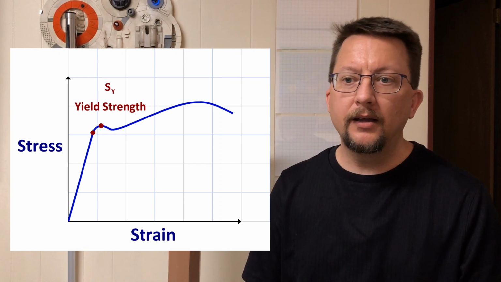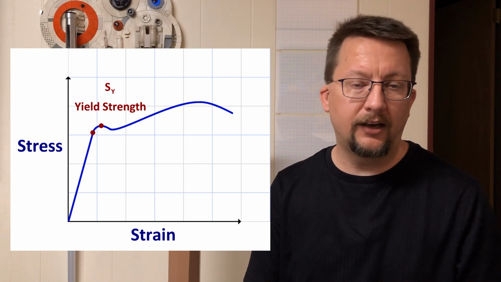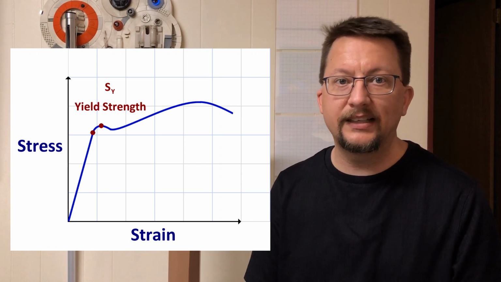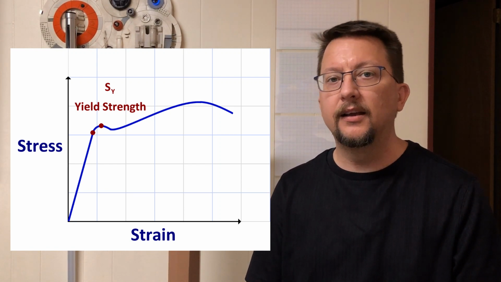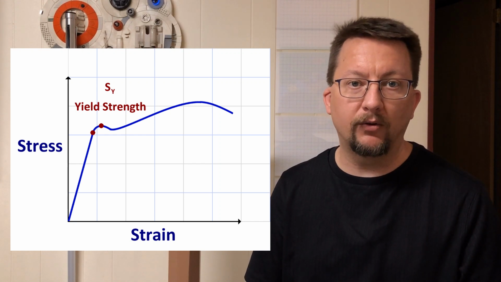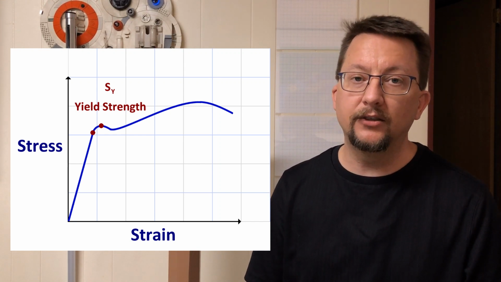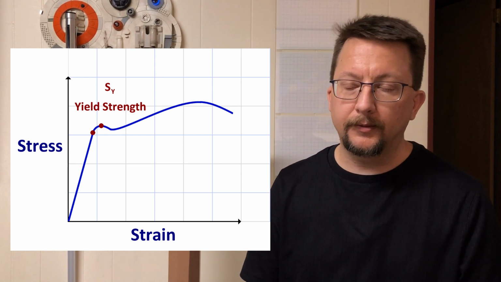So if you're designing a bridge or something that is going to see a lot of stress, but you don't ever want it to yield, you want it to always be good, then you're going to want to make sure that it's much lower than that yield point, that you never get to the point where it yields. So that's our yield strength. You'll often see that as a capital S, small y, yield strength.